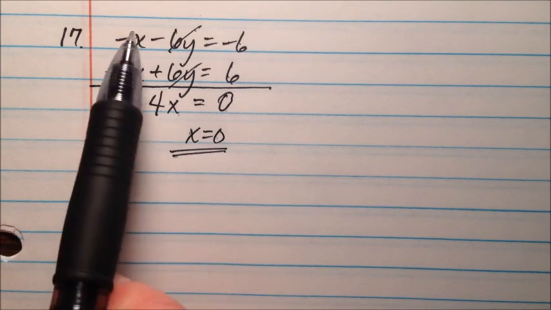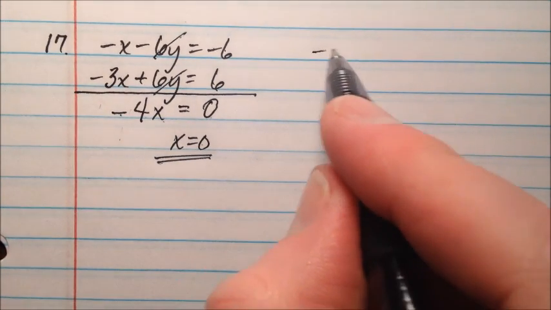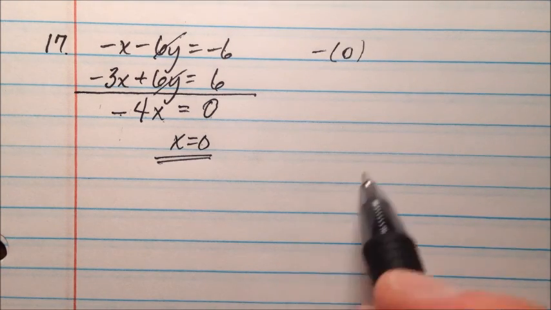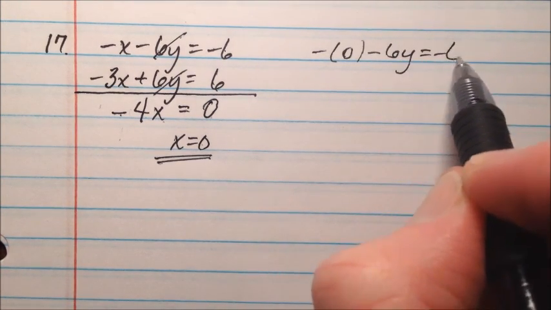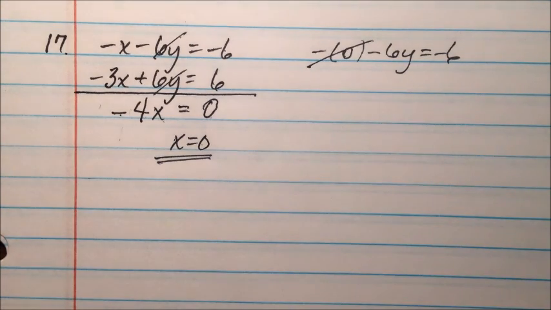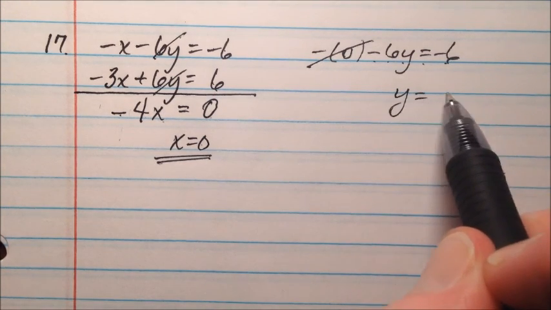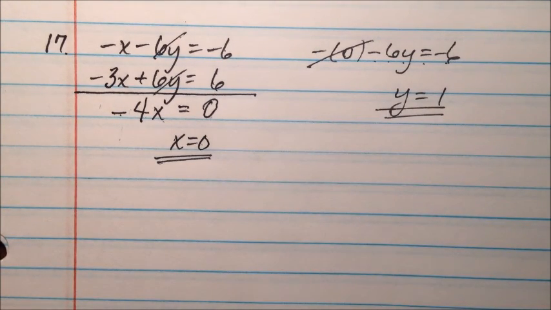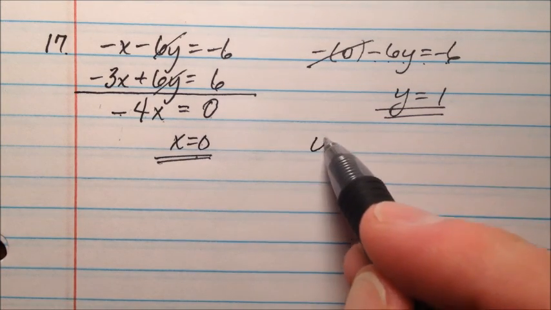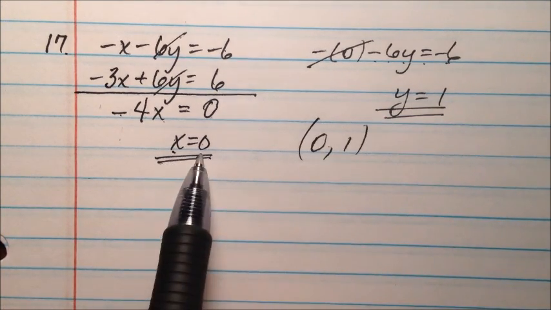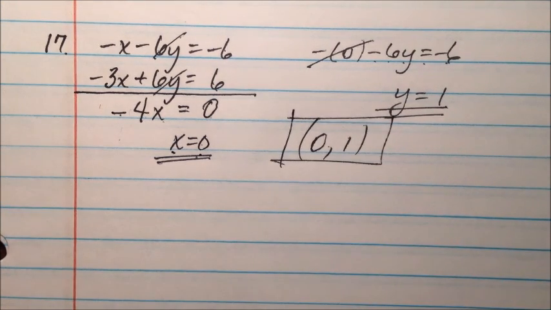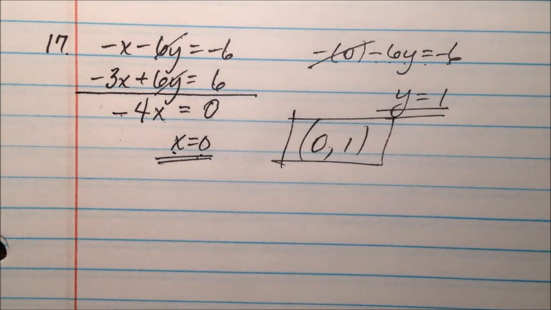So if we take that x being 0 and plug it into one of these equations, when we plug 0 in for x, we get negative 0 minus 6y equals negative 6. Well, that whole 0 business just goes away, so we have negative 6y equals negative 6, which means y is going to be a positive 1. So then our x value is 0, our y value is 1, and the ordered pair is (0, 1). So we're saying those two lines intersect at the ordered pair (0, 1). If we're going to classify that system, it would be consistent and independent.